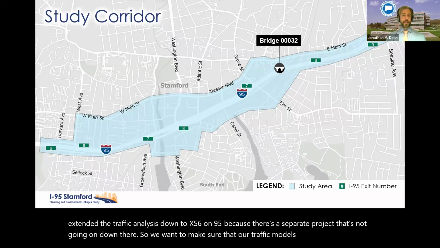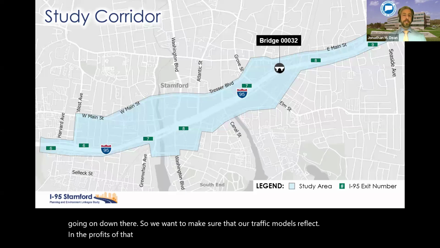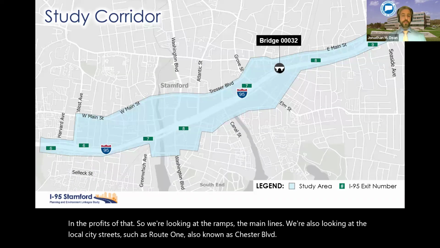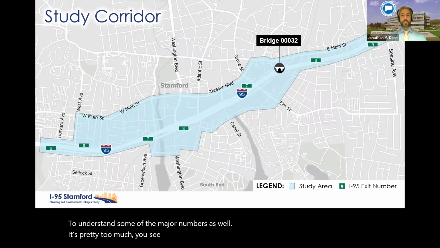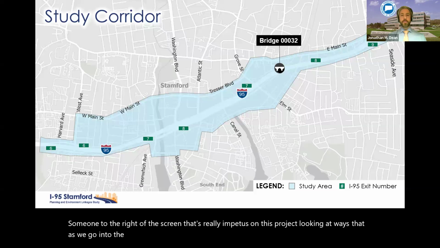So we're looking at the ramps, the main lines. We're also looking at the local city streets, such as Route 1, also known as Tresser Boulevard, to understand some of the major diversion patterns as well. And I don't want to forget Bridge 32, which you see here, somewhat to the right of the screen. That's really the impetus for this project, looking at ways that as we go into the future, that bridge will need to be rehabilitated or replaced.